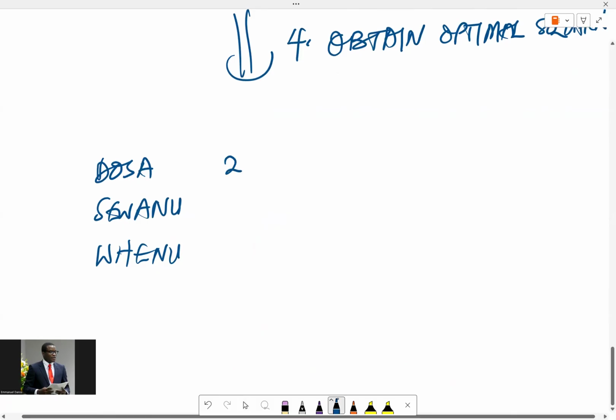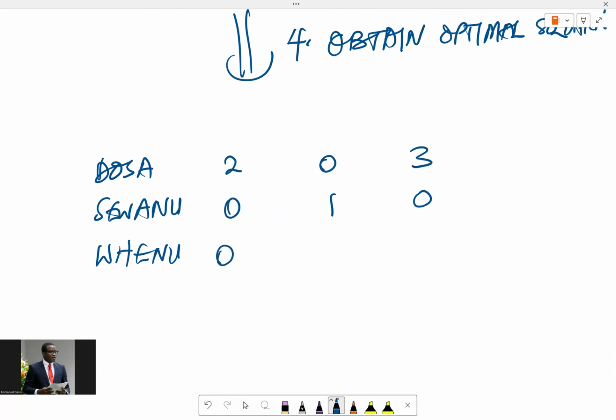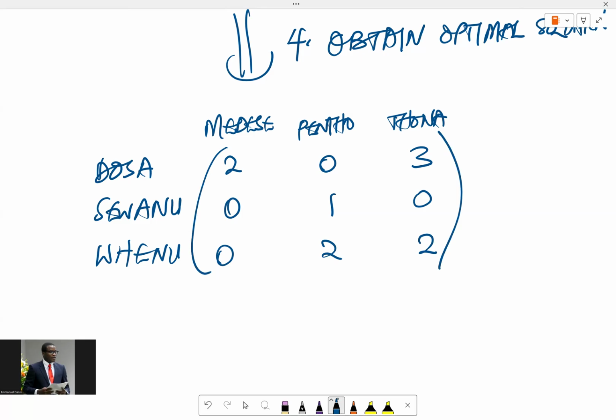Of course, this is 203, and this is 010, and this is 022. So this is Medese, Kwendo and Dona, the three women. And this is the matrix we have. Since this is the optimal solution, we have to find a way of doing the matching. Each man has to get a woman, no man gets more than one woman, and no woman gets more than one man; the matching has to be uniquely done. For Dosa, the only option available is Kwendo, so we are going to have that assignment.